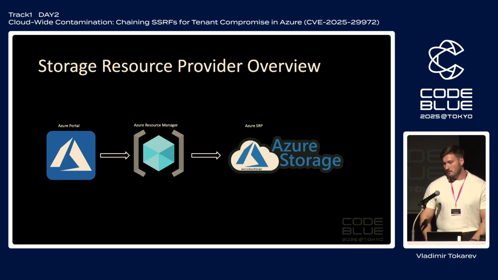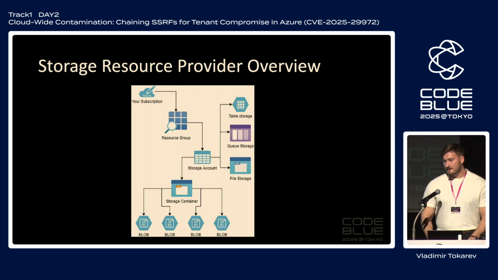Now, how does the flow of SRP, or Azure Storage Resource Provider, usually work? It starts with the Azure portal, from which a query is sent to Azure Resource Manager, which is ARM. ARM will do some preliminary checks. After that, it will send the query to SRP, and SRP will actually handle it.